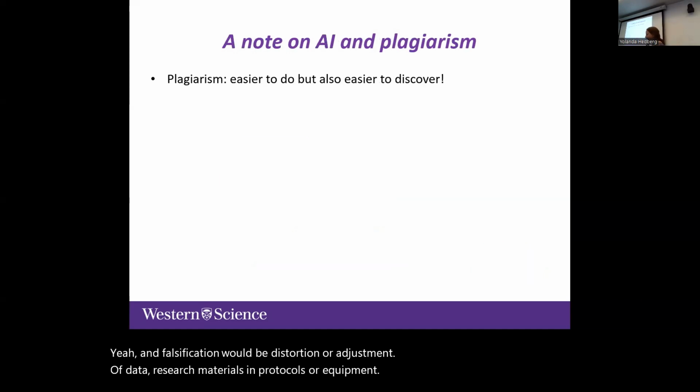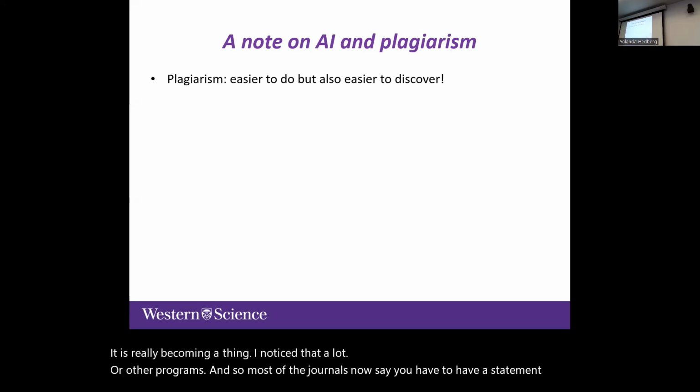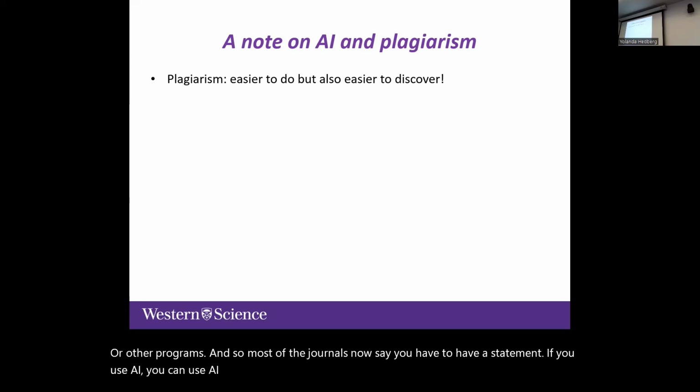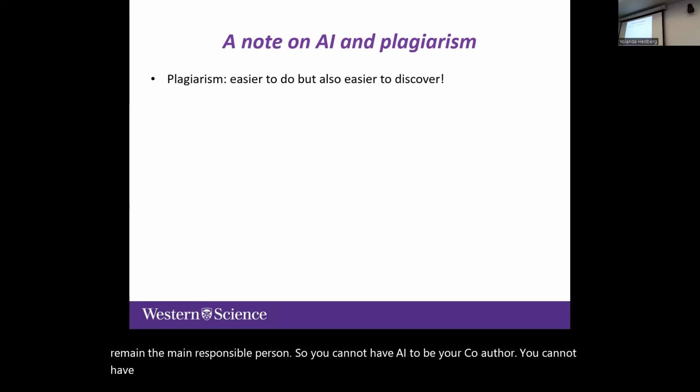So AI is becoming a thing. I noticed that a lot. ChatGPT or other programs. Most of the journals now say you have to have a statement if you use AI. You can use AI for grammatical reasons. You can also use AI to help you write, but you remain the main responsible person. So you cannot have AI as your co-author. You cannot have them taking responsibility, and AI can fabricate citations.